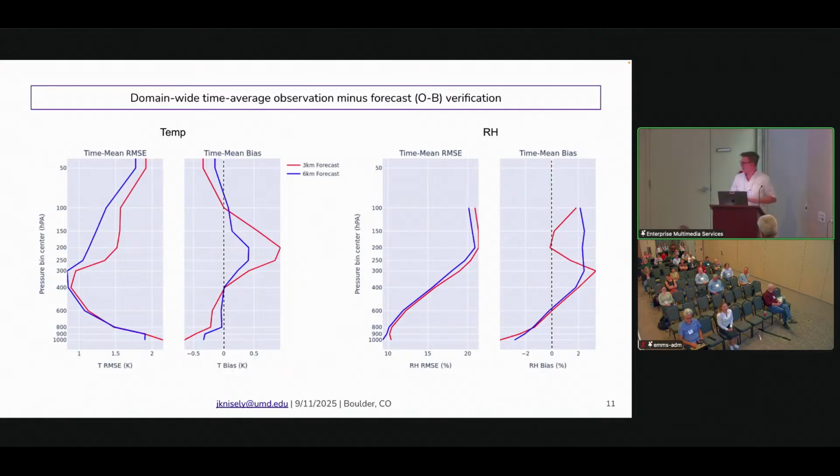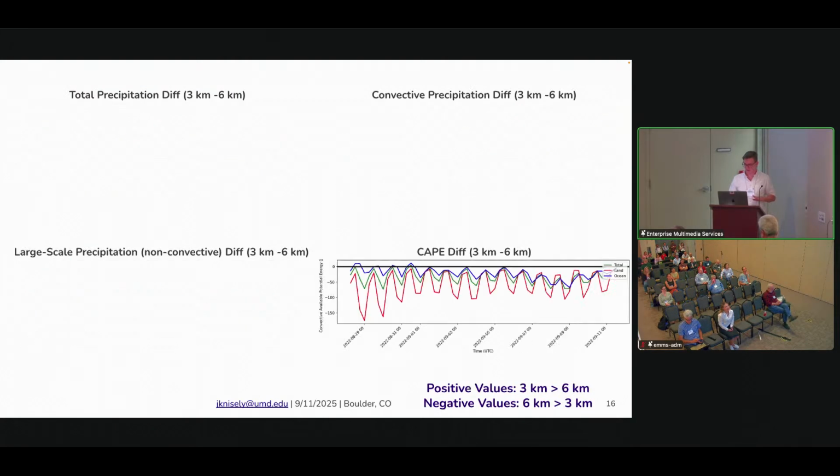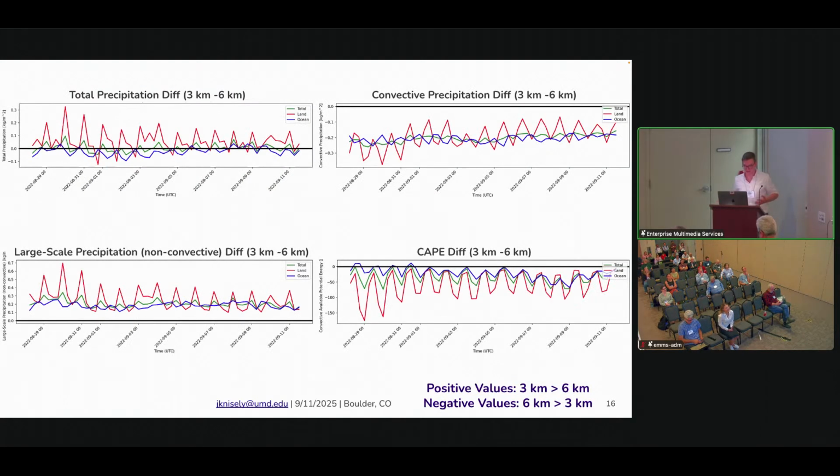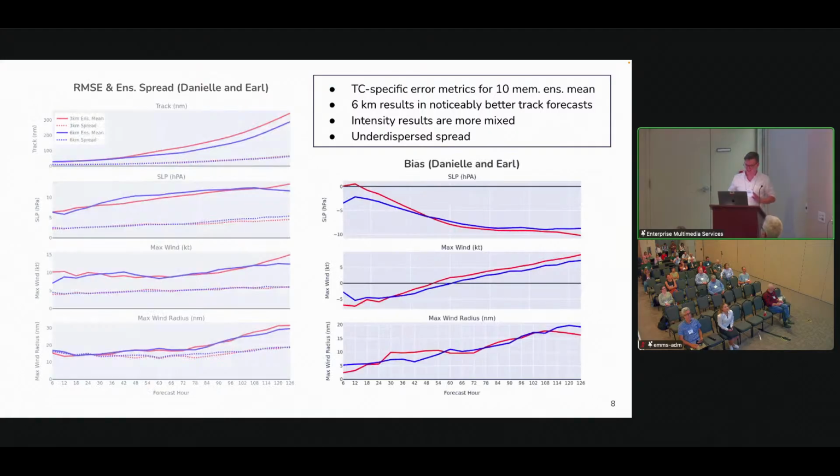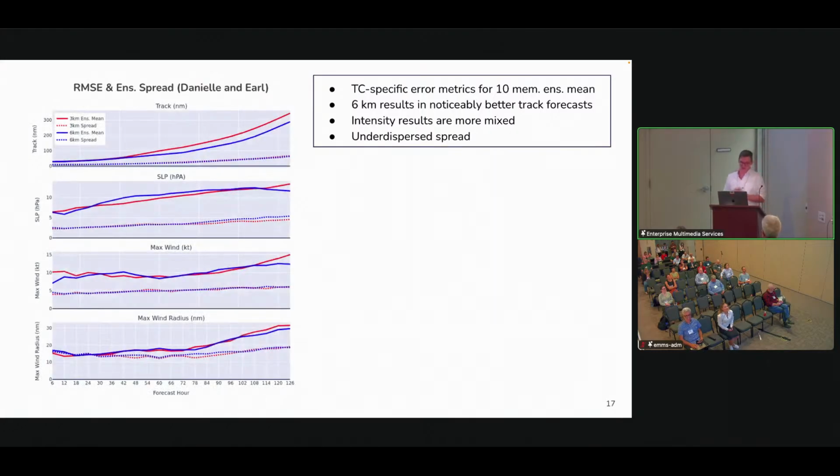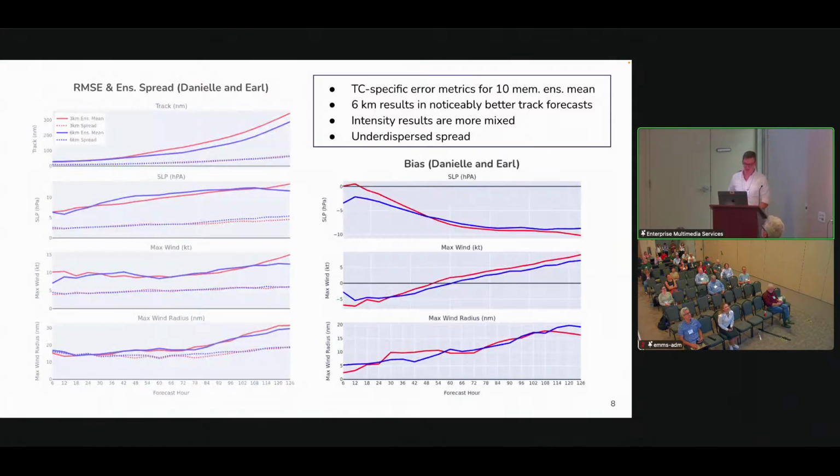So this is obviously going to affect static stability quite a bit. We can see that manifest very quickly in the presence of different types of precipitation. We can see that the 3 kilometer has much more non-convective precipitation, and vice versa for the 6 kilometer. The CAPE is much greater for 6 kilometer. I'll just run through these results real quick. I won't be able to describe these results, unfortunately, but I just want to highlight a few things.